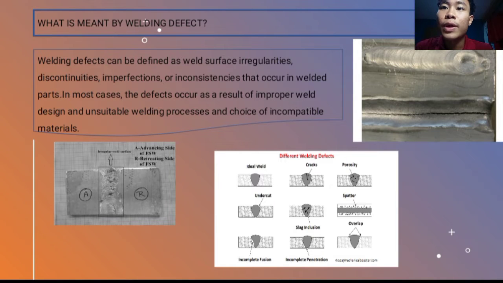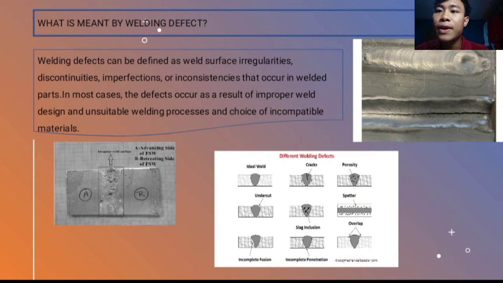What is meant by welding defect? Welding defect can be defined as weld surface irregularities, continuous imperfections, or inconsistencies that occur in a weld part. In most cases, the defects occur as a result of improper weld design, unsuitable welding processes, and choice of incompatible materials.